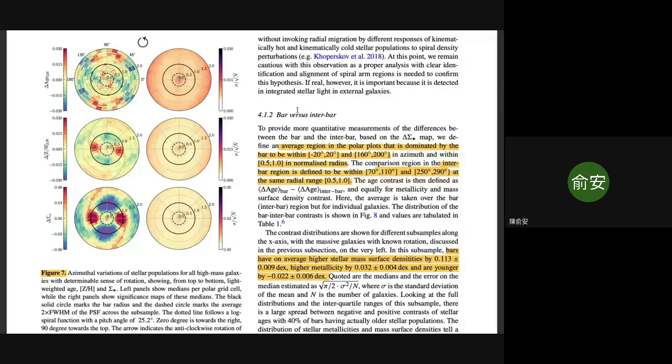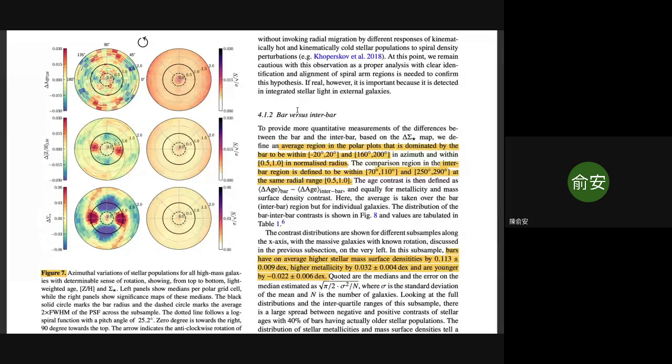So what they did is they put all the bars as the x-axis, and since each galaxy may have a different bar length, they normalize the bar length to equal 1. So you can compare the overall results of all the samples.